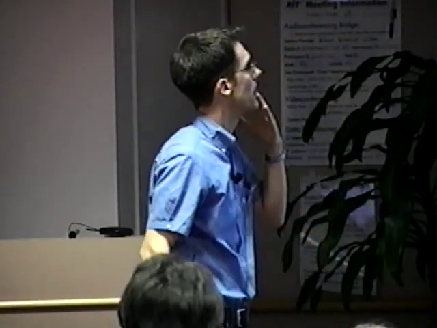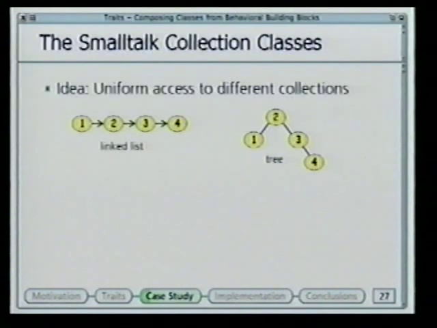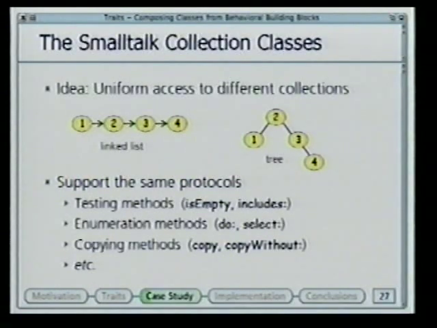Okay, so anyway, so far we have seen that traits have quite nice theoretical properties and they work with, as you said, toy examples. Now the question is, is this of any use in practice? And so that's why I'm going to talk briefly about the case study we performed where we applied traits to the Smalltalk collection classes. The idea of the Smalltalk collection class is to provide the programmer with a uniform way of accessing different collections. This means no matter whether we are dealing with a linked list or a tree, it should be possible to use the same kind of protocols to talk to such objects.